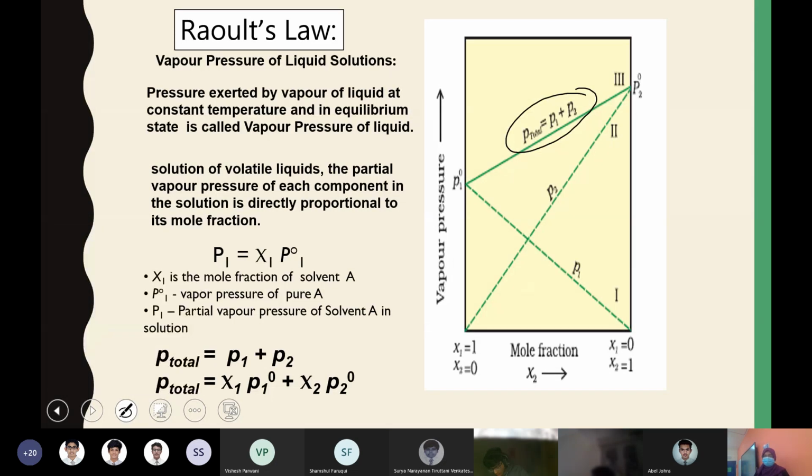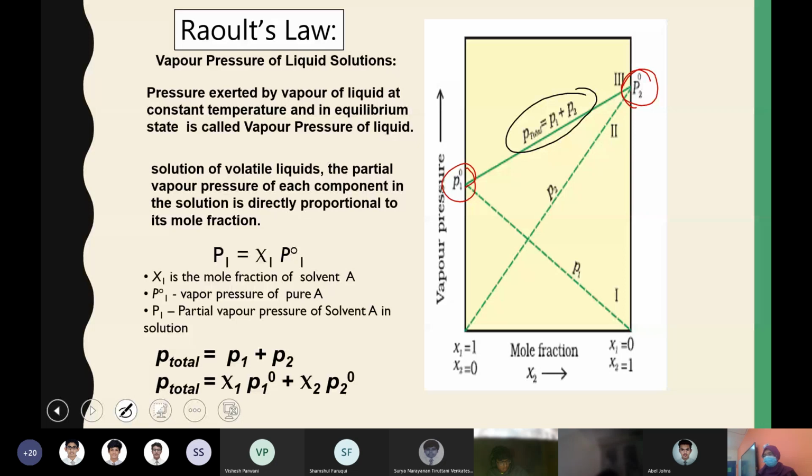Another question. You can see P10 is the value here and P20 is the value here. What is the meaning of that? Why are the values not the same? Because they are different substances. It shows that component 1 and 2 are different substances, and each substance has a different volatile nature, so their vapor pressures will be different. They don't have the same value. That is why they are shown so.